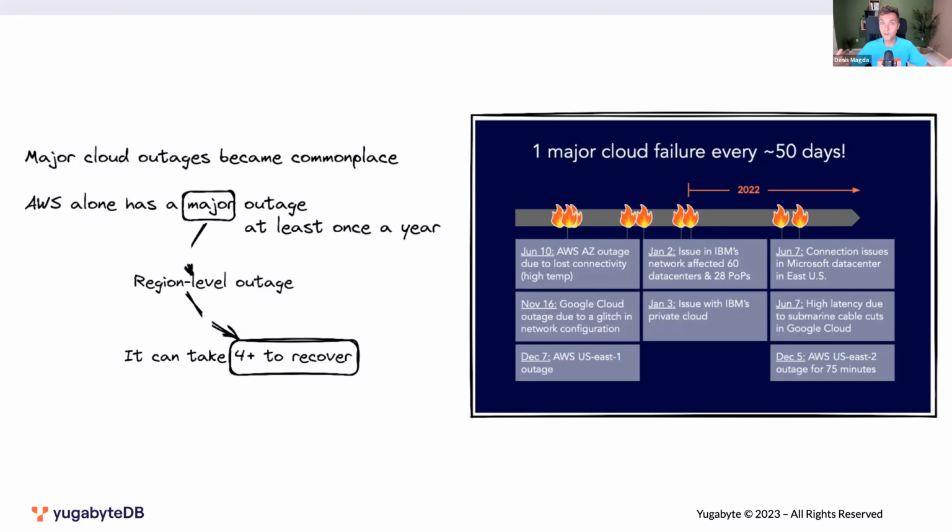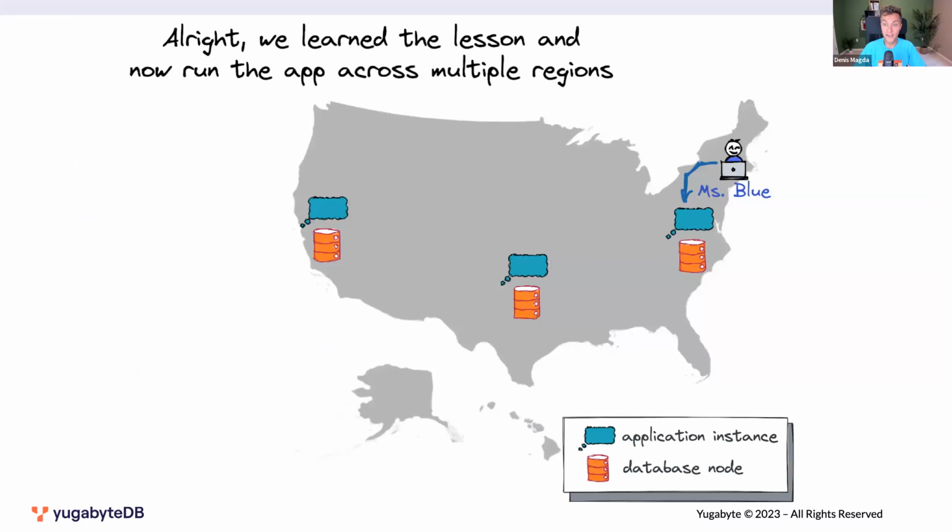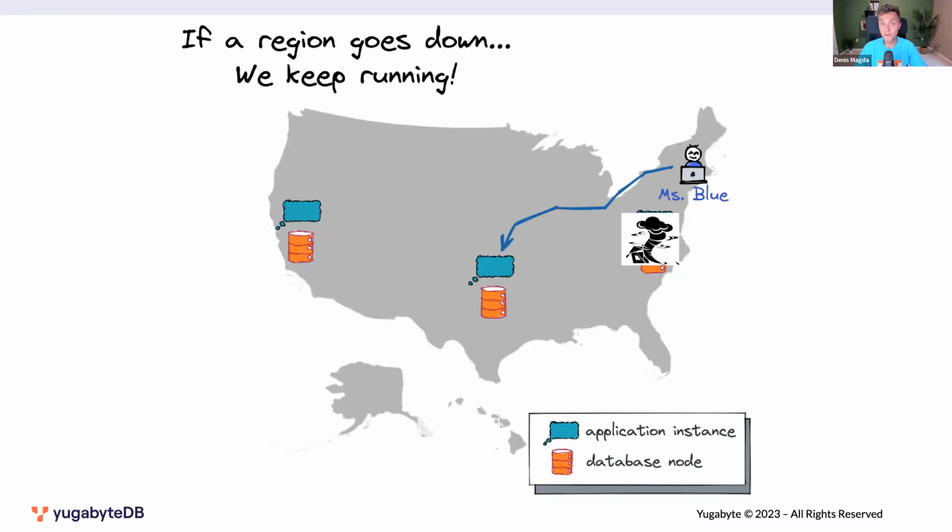All right, and going back to our new Slack-like messenger idea, we learned this lesson, and when we deploy the next version of this application, right now the application instances were running across several regions, and whenever another incident happened in a different part of the country, this time our application tolerated this outage because the database was available and the application was available, and Mrs. Blue, among other users, were happily enjoying our app.